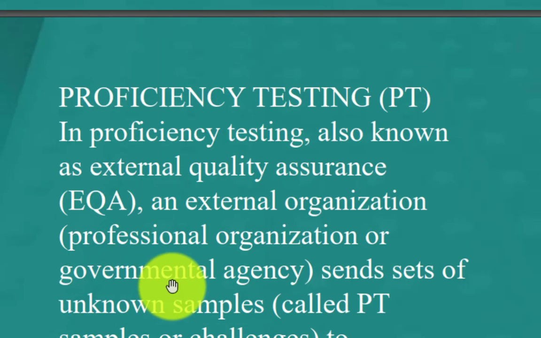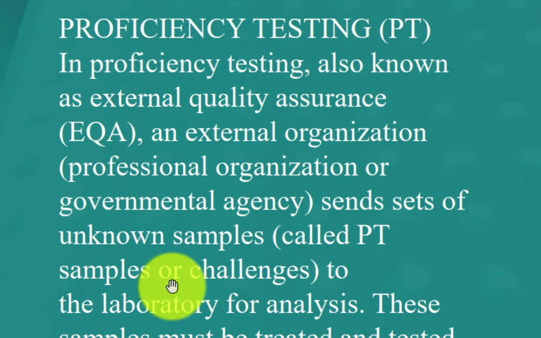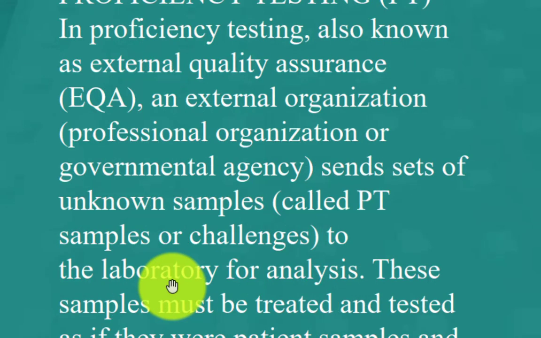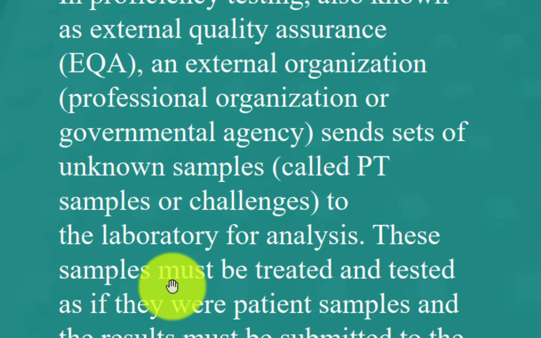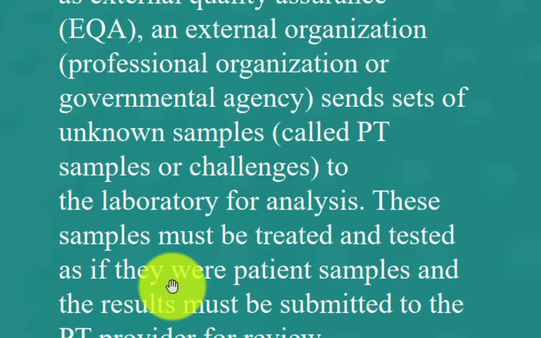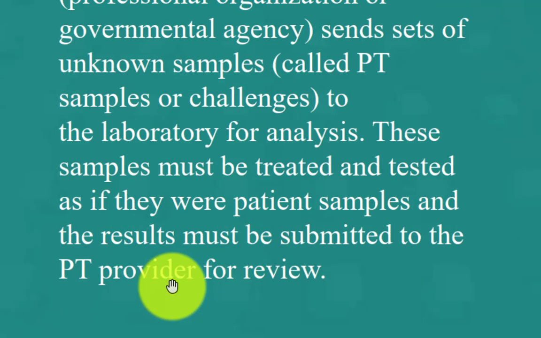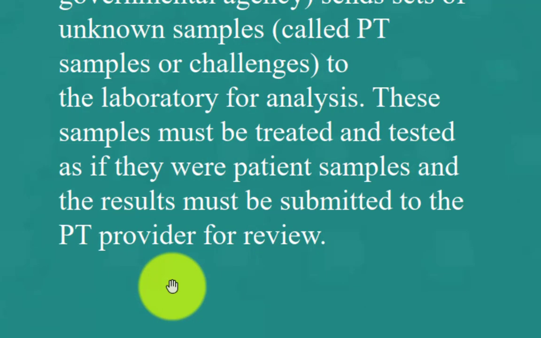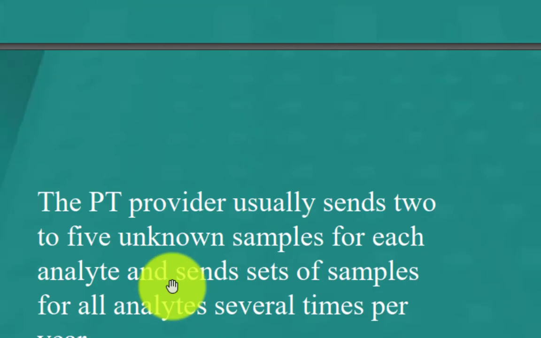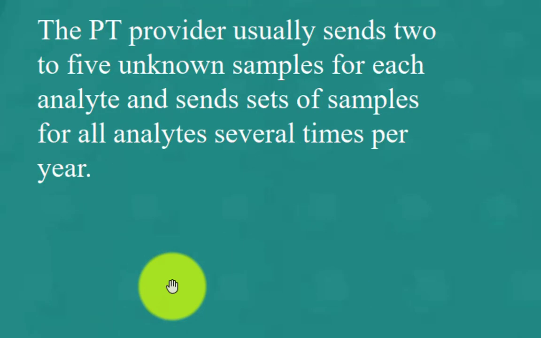In proficiency testing, also known as external quality assurance, an external organization, professional organization, or governmental agency sends a set of unknown samples called PT samples or challenges to the laboratory for analysis. These samples must be treated and tested as if they were patient samples, and the results must be submitted to the PT provider for review. The PT provider usually sends 2 to 5 unknown samples for each analyte and sends sets of samples for all analytes several times per year.